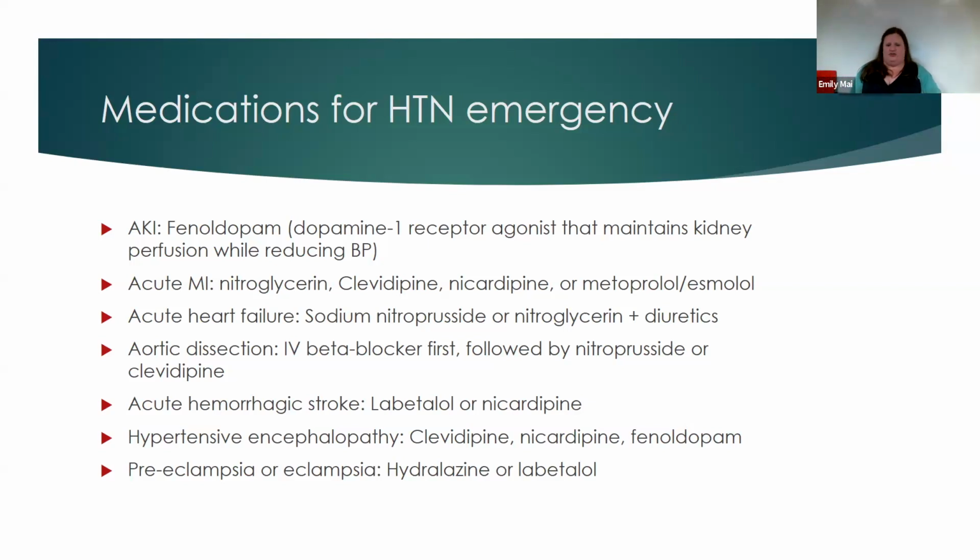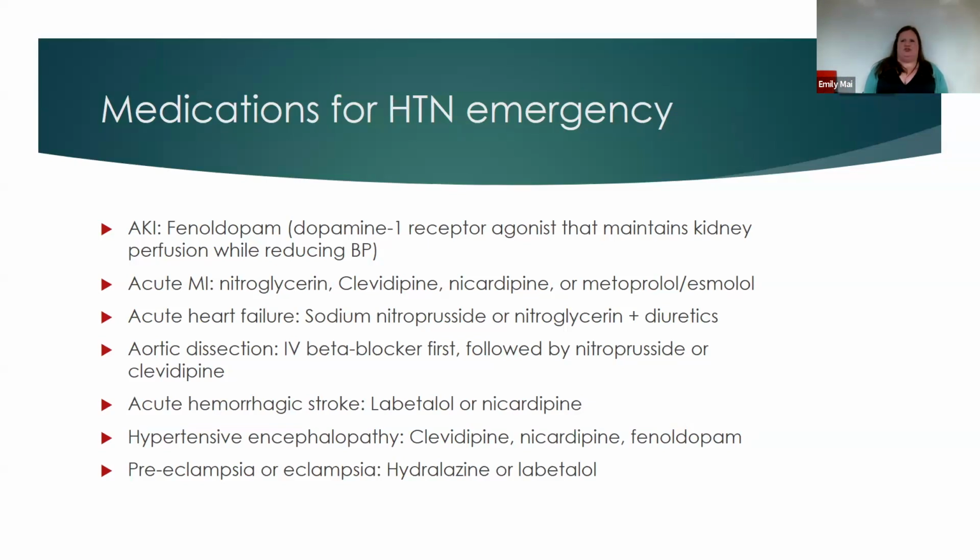MIs, nitroglycerin is preferred, but you can do clevidipine, nicardipine, or even beta blockers. Heart failure, nitroprusside is preferred, or nitroglycerin, and then you also want to give diuretics to diurese them. Dissection, you really want to give a beta blocker first, and then you give a dilator like nitroprusside or clevidipine. Stroke, they usually do labetalol or nicardipine.